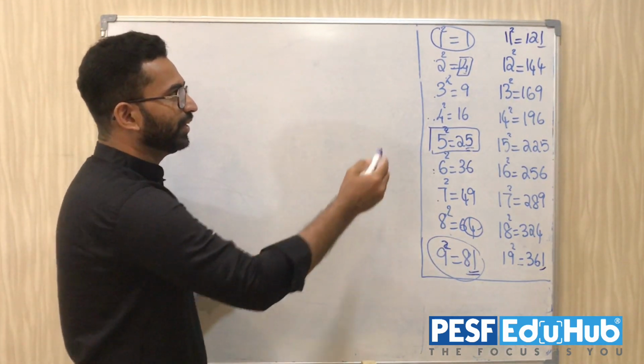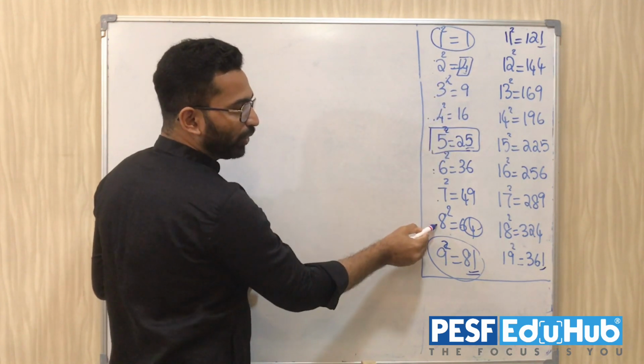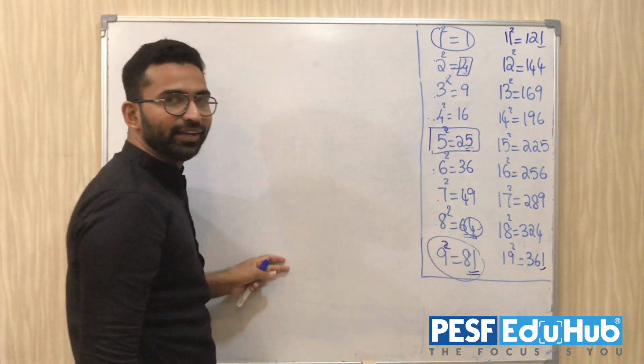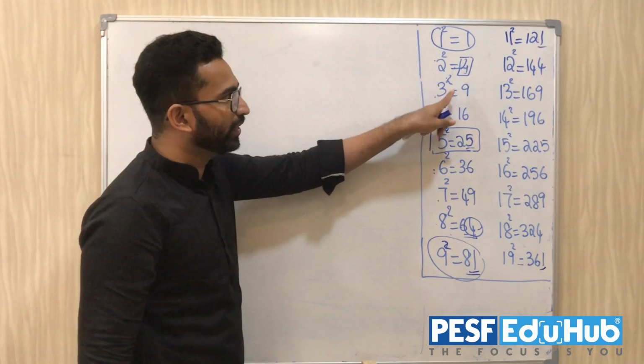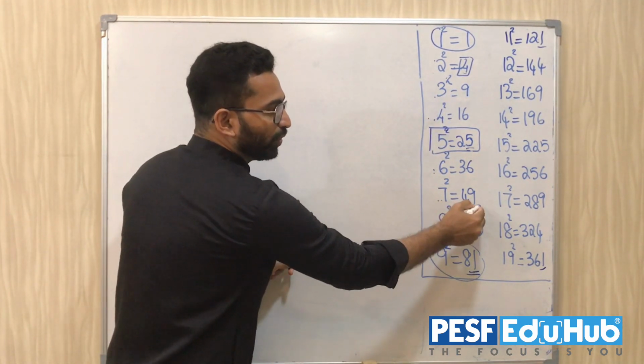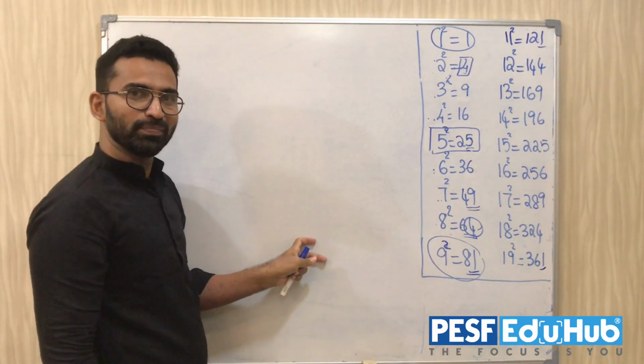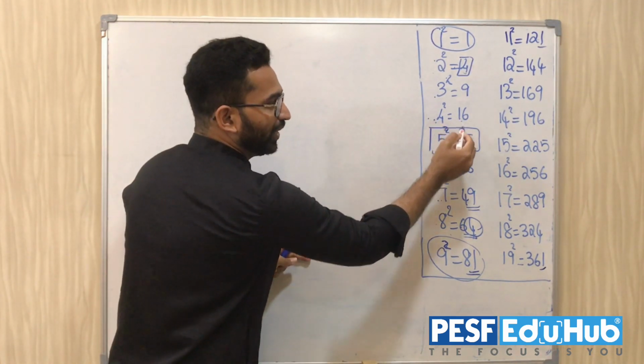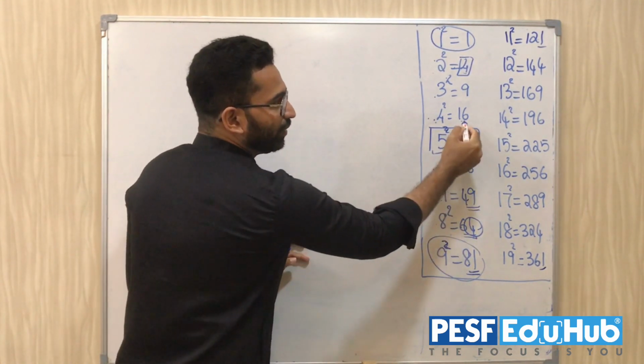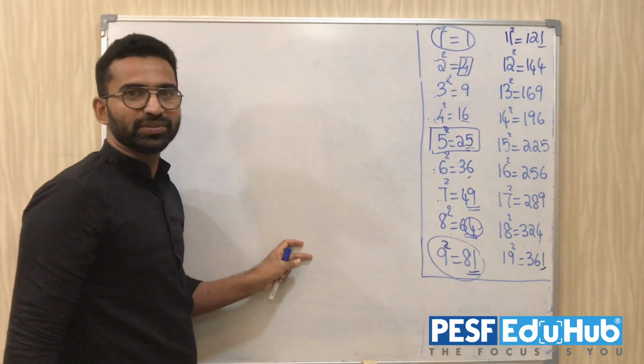You can see one more thing. 2 square is 4. 8 square is 64. 64 means ending with 4. 3 square is 9. 7 square is 49. 49 is ending with 9. 4 square is 16. 6 square is 36. They are also ending with 6.